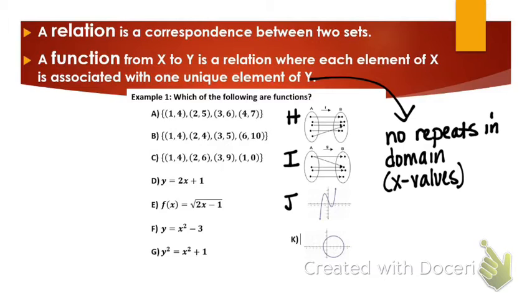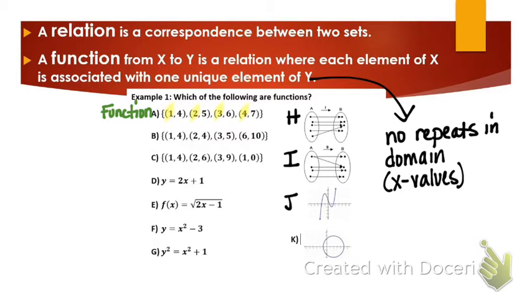Okay, so let's look at this first one. When it's an ordered pair, I think it's a little easier to check. So I'm just looking at x. I'm looking at these 4 numbers that I have highlighted in yellow. Are any of those numbers the same? All right, so this is a function. So A would be a function. And that's it. It's that simple.